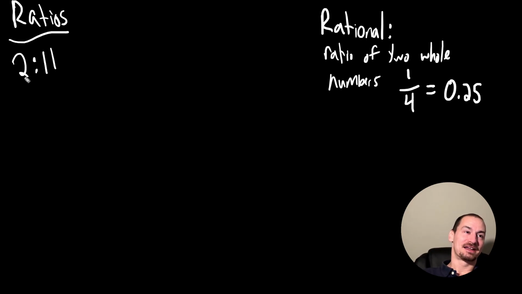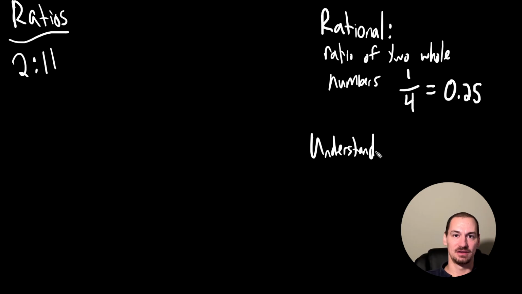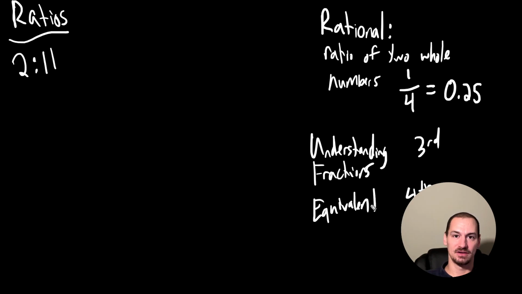And so, where do rational numbers first come up? You start understanding fractions in third grade. And then in fourth grade, that's when you start doing equivalent fractions, and also understanding decimals.